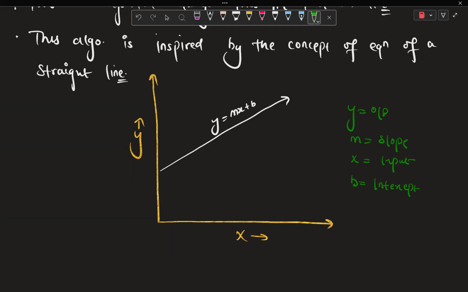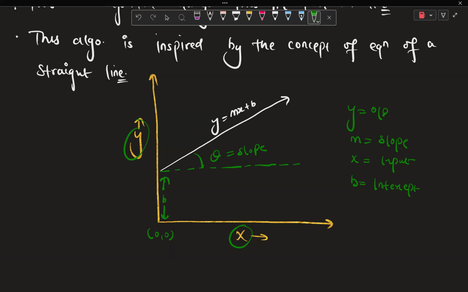Intercept. Good. So this is your x, this is y, and this is called the slope. Slope is the angle between the line and the x-axis, correct? Let's say the line goes like this. So the angle is higher, so your slope will also be higher. What is intercept? Here your x and y both are 0. This is called the intercept.